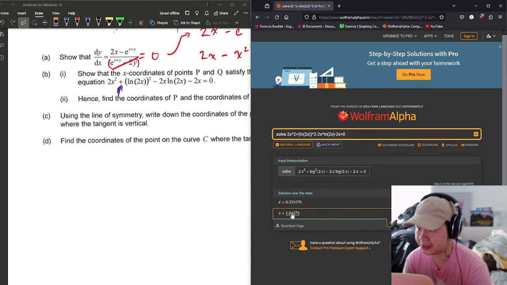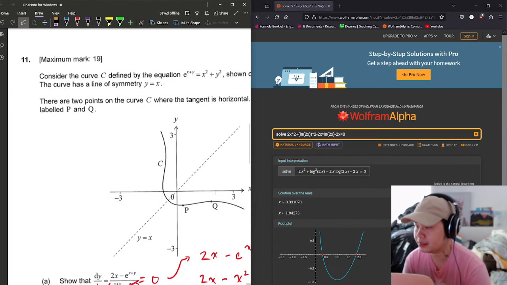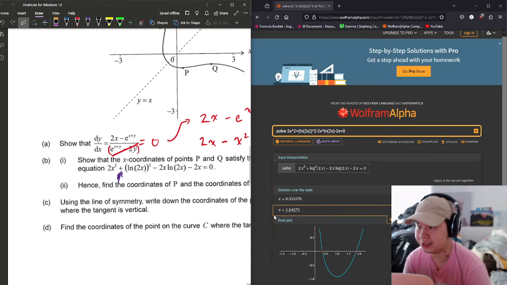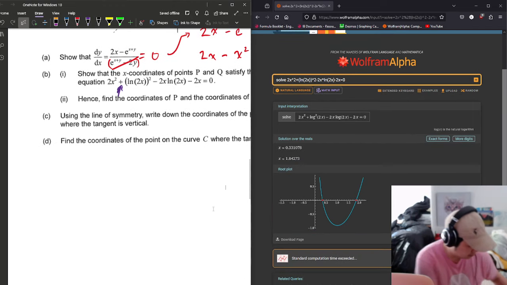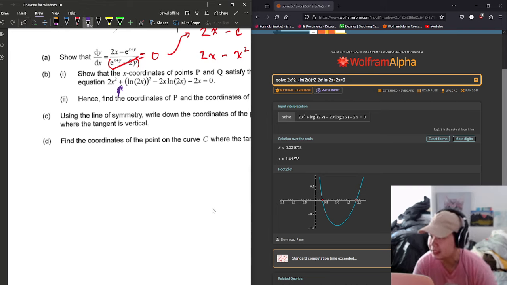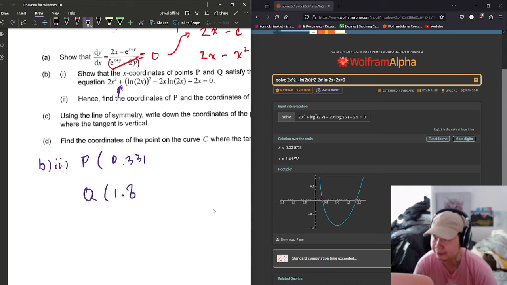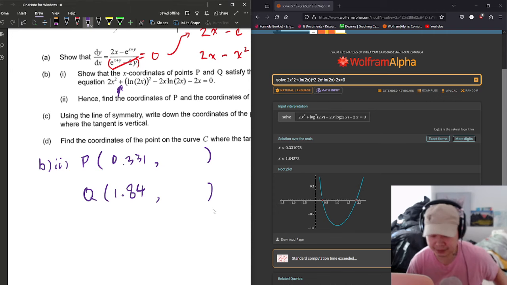Okay, and then here are your two solutions, 0.33 and then 1.84. Of course, P has the smaller x value, Q is the larger one. So let's just write that down. This is B(ii). So P has an x coordinate of 0.331. Q has an x coordinate of 1.84.